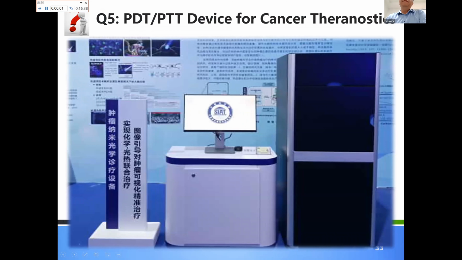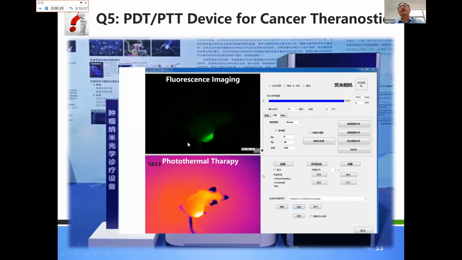Because for these therapies, in addition to the photosensitizer and all these nanomaterial systems, we also need laser devices for cancer theranostics. So using this instrument, you can get fluorescence imaging and photothermal therapy together. And you can see this is an in vivo system. These are mice, and the bright area is a tumor.